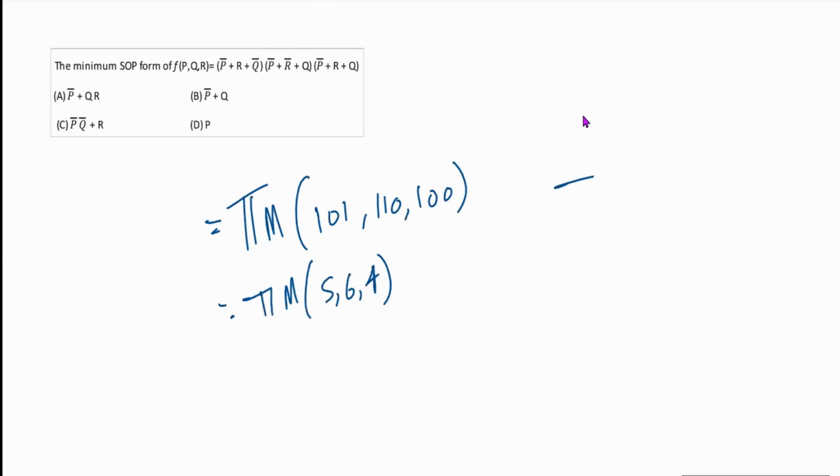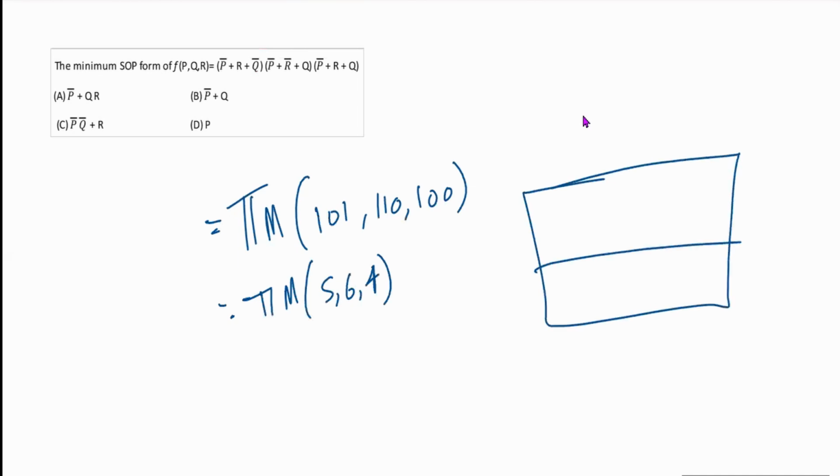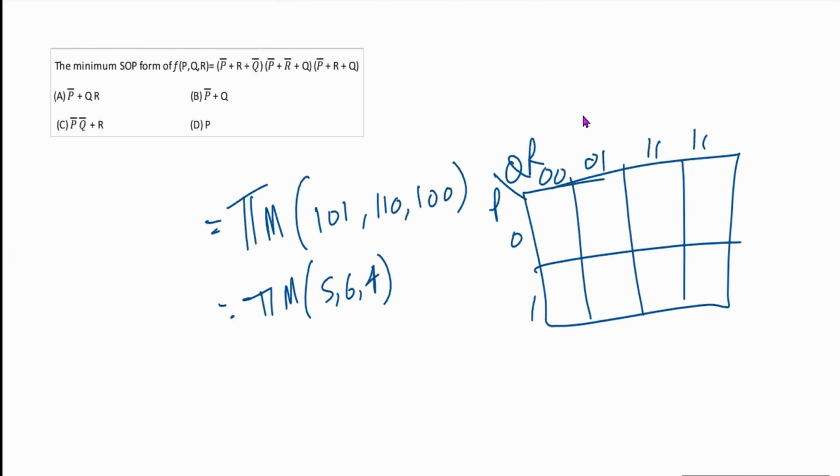Three variables are there, p, q and r. So I'm making a K-map of three variables, p, q and r. This is 0 1, this is 0 0, 0 1, 1 1 and 1 0. If you insert these zeros, you will get 0 0 0 here. But I need the minimum SOP form, so except these, the other things are 1.